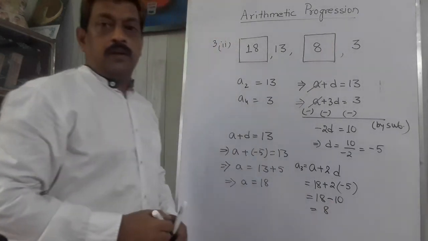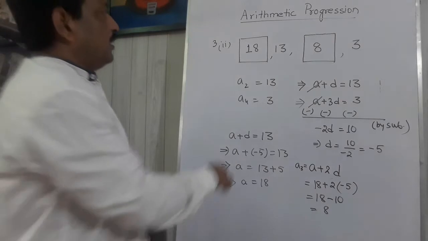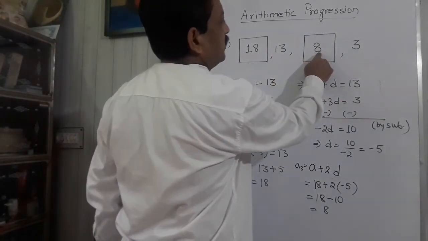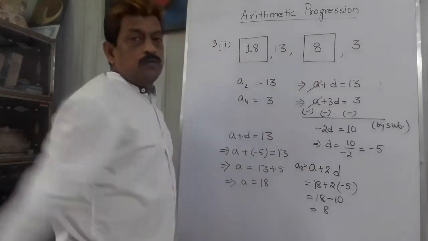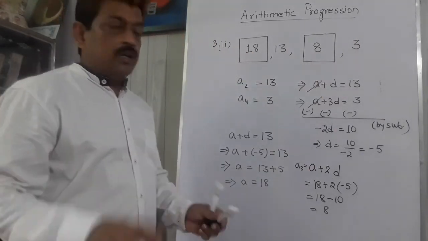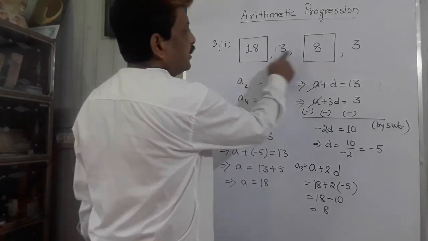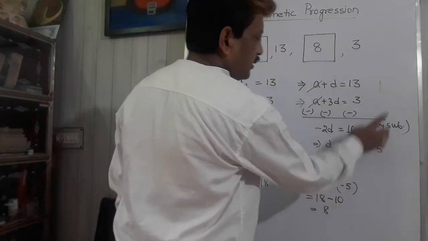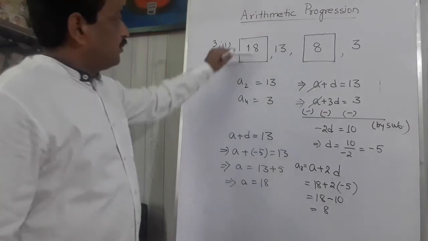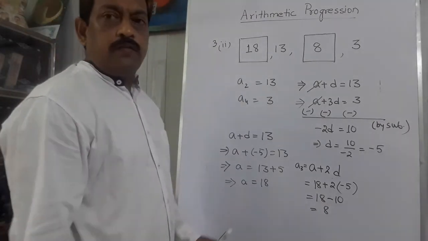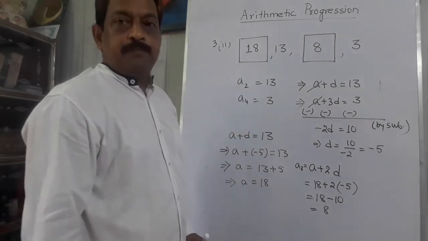Okay. Now you can check it. 18 minus 5 is 13. 13 minus 5 is 8. 8 minus 5 is 3. So the answer is correct as it is forming an AP, and in each case the common difference is minus 5 what we have got here, and the first term is 18 which is also here. Understood? So in this way we can solve this type of sum. Okay.